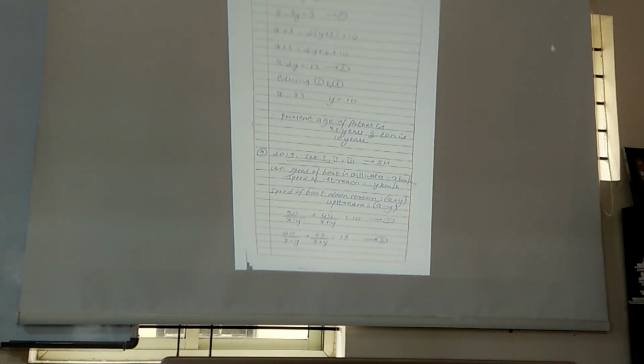3 years later, hence the father's age will be 10 more than twice the age of his son. 3 years later means x plus 3 is equal to 2 into y plus 3, plus 10. Plus 10 ಯಾಕಾಗುತ್ತೆ? 10 years, 10 more than. ಅಲ್ವಾ? 3 years later, plus 3 ಅದಕ್ಕೆ ಏನು ಮಾಡಿದ್ರು? You get one more equation, 2 equations solve ಮಾಡಿದ್ರೆ x 33, y 10 ಬರುತ್ತೆ. So father's age is 33 years, son's age is 10 years.